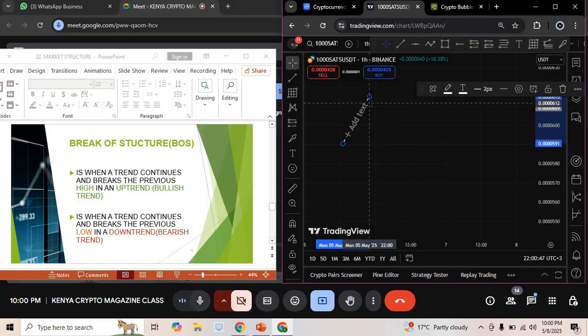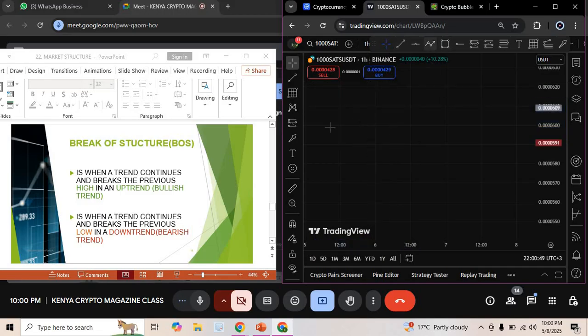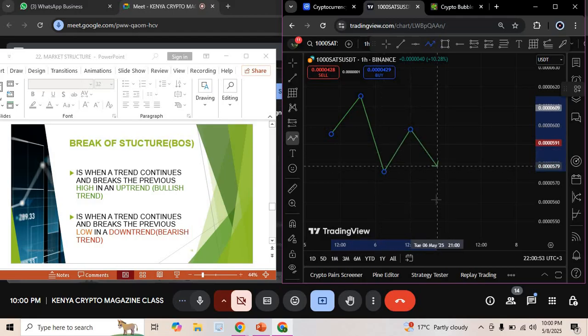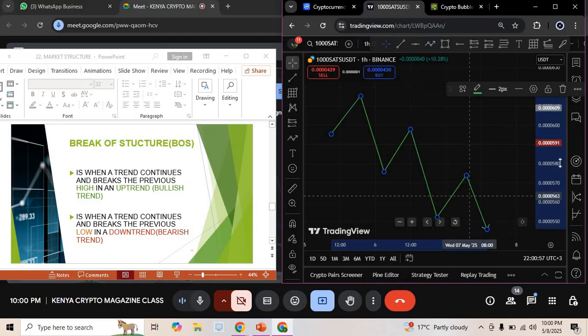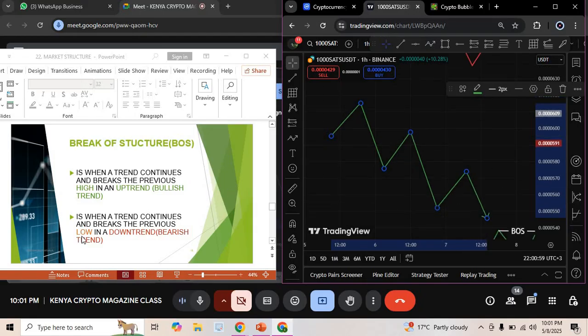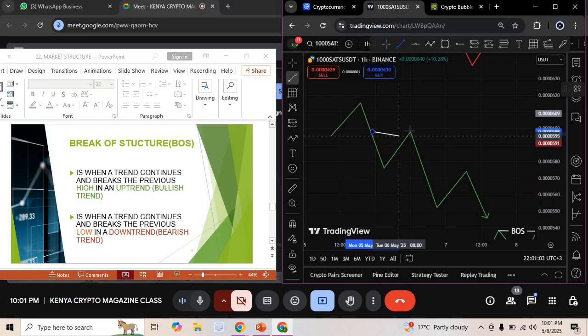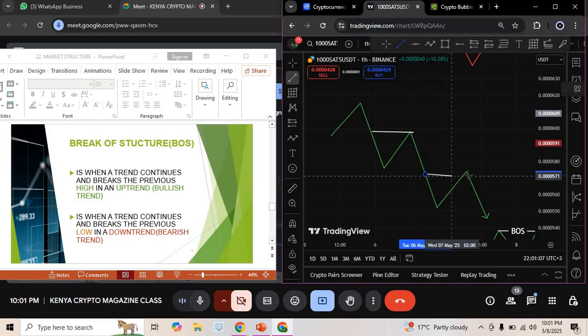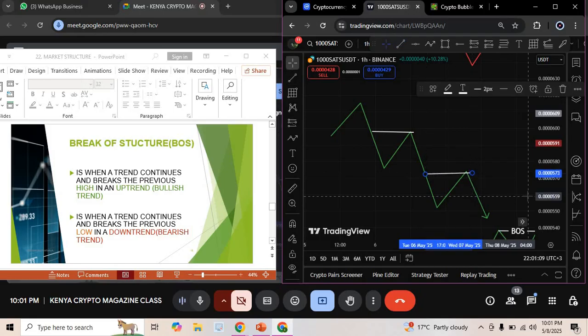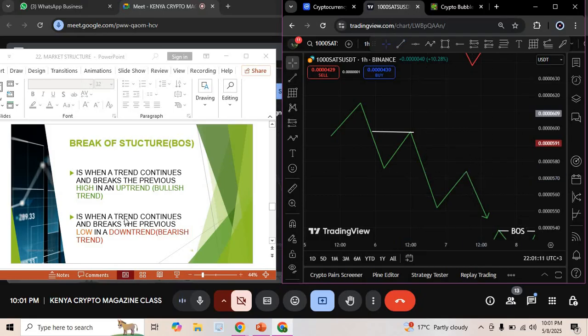Not that one, but rather this one. The previous low. And what I want you to be very keen on: we are saying when it breaks the previous low, not the previous high. So this one is not our break of structure. In the case of a downtrend, this one is not our break of structure. Rather, our break of structure is when a trend continues and breaks the previous low.